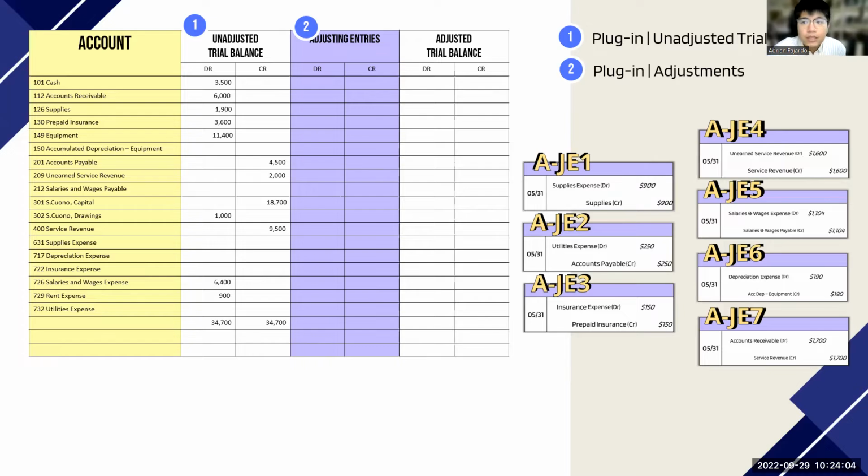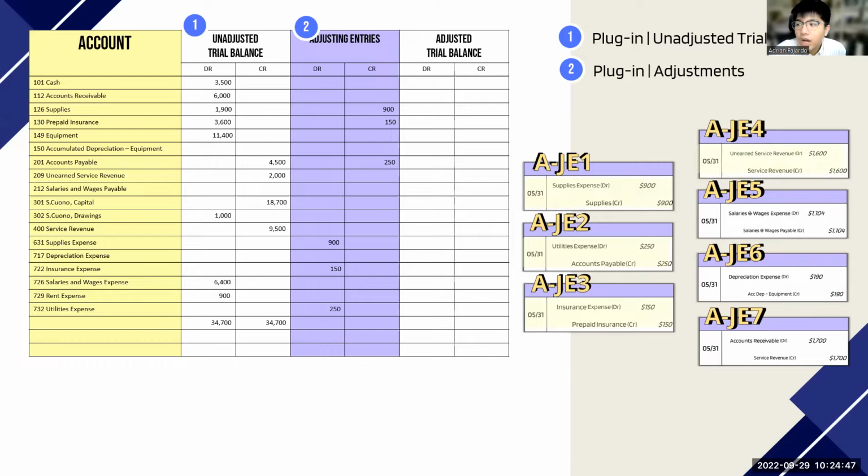And then basically, we focus our attention to our adjusting entries column, right? So we do it again per entry. So journal entry number 1, supplies expense, debit supplies expense 900, credit supplies 900, right? So we plug it in. 2, utilities expense, debit 250, accounts payable, credit 250. So we're just plugging it here in the second group of columns, right? Adjustment 3, debit insurance expense 150, and prepaid insurance of 150.